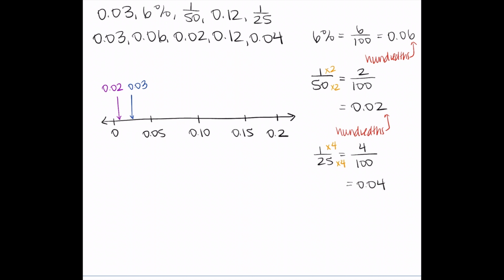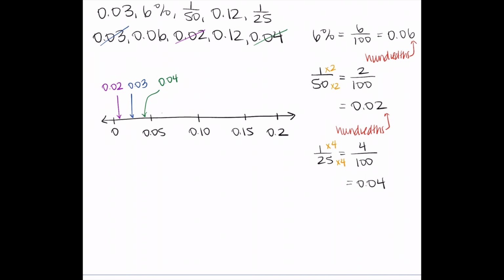And now we have the 0.04 would be our next smallest. That would go right before the 0.05 label mark, right? And we'll show that one in green. And before we move on to the next decimals, let's cross out everything that we've already used. So we already used the 0.04, we've already done the 0.03 and the 0.02, right? So now that we've done that, we have the 0.06 left and the 0.12.